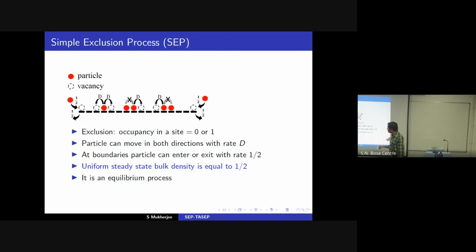There is another well-known non-equilibrium model which is called the symmetric simple exclusion process. In this case, unlike the TASEP, the particles can move in both directions, subject to the condition of exclusion. And within the bulk, the hopping rate is D, which is often called diffusivity. At the boundaries, particles can enter or exit with rate half. The steady state is uniform and it is x-independent. Its value is half. So in the steady state, the density is equal to half. This is a very famous model.